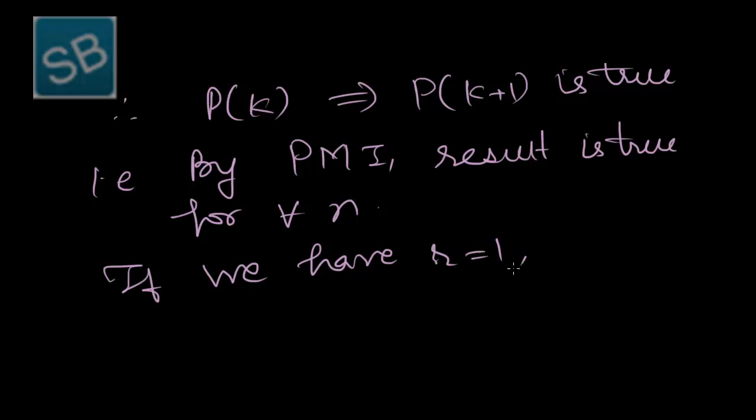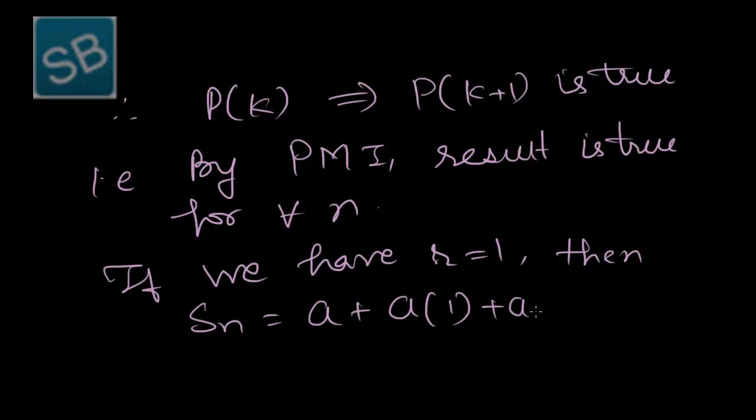Now, if we have R is equal to 1, then Sn becomes A plus A into 1, A into 1 square, and so on up to n terms.